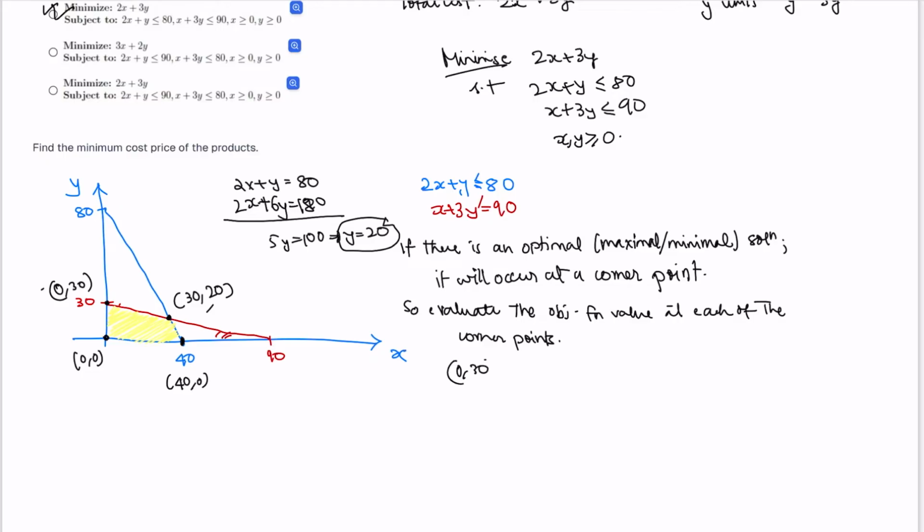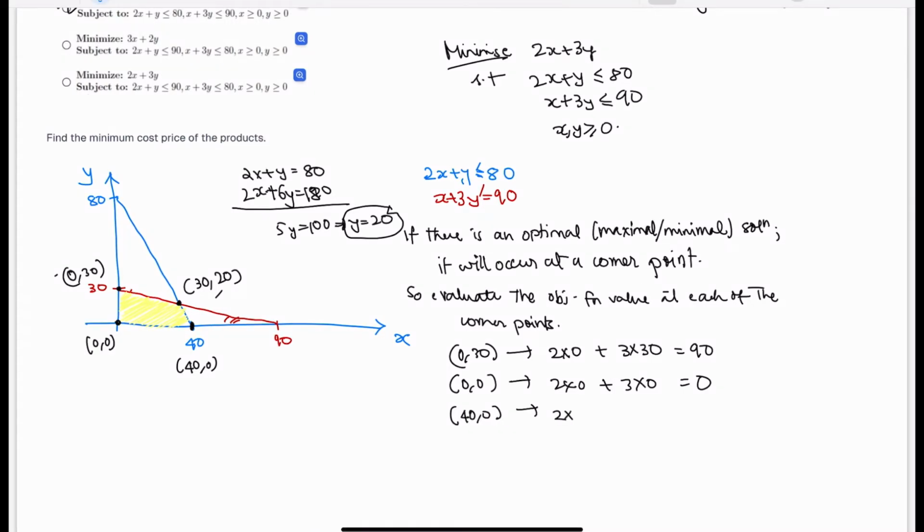points. So at 0 comma 30, if I evaluate it, it's 2x plus 3y. So it will be 2 into 0 plus 3 into 30, which is equal to 90. Now if I evaluate it at the second point, which is 0 comma 0, I'll have 2 into 0 plus 3 into 0, which is again equal to 0. Now I will have in the third corner point, which is 40 comma 0. So that would be 2 into 40 plus 3 into 0, which is equal to 80.